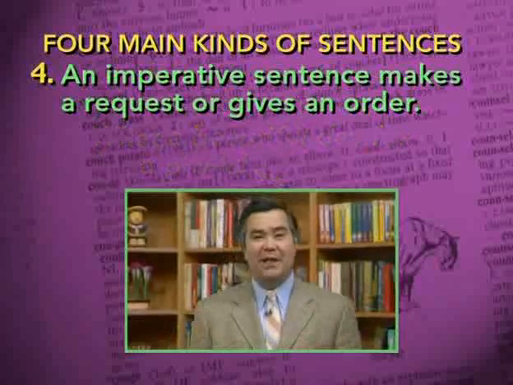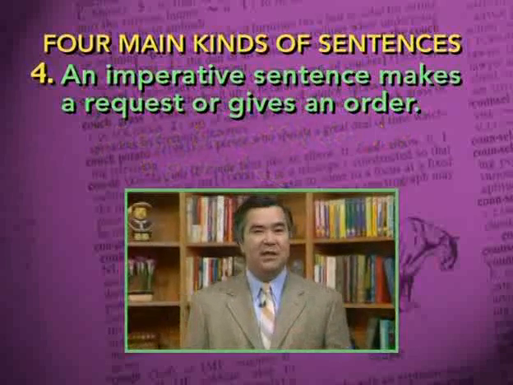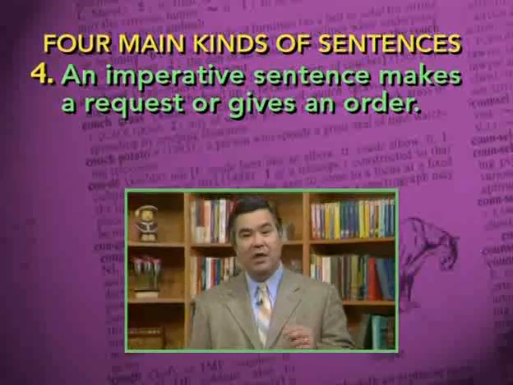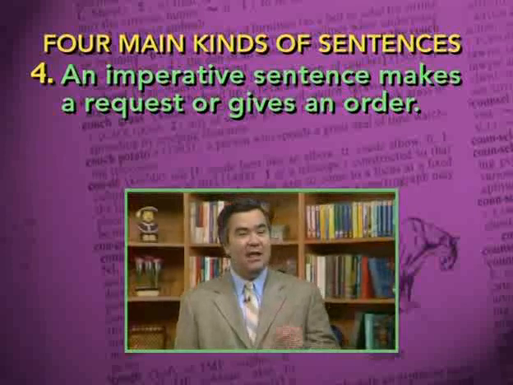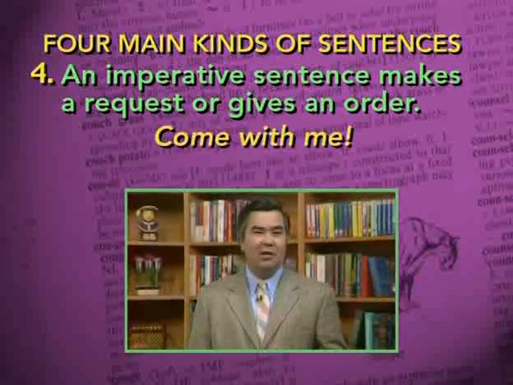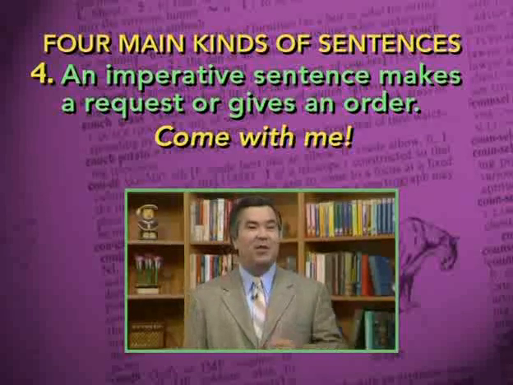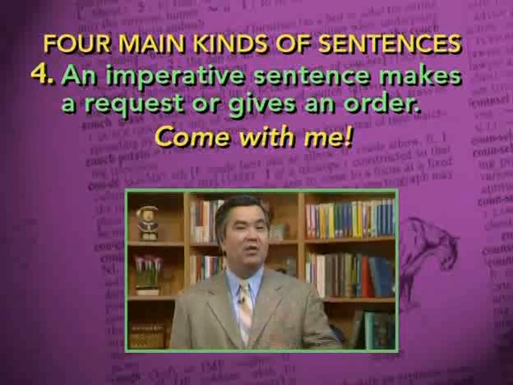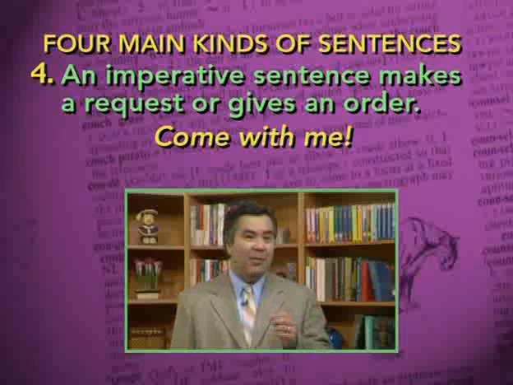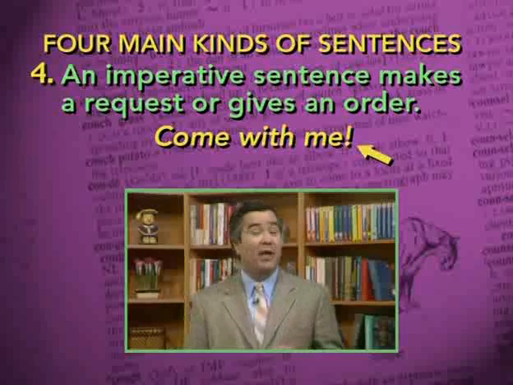The fourth type of sentence is an imperative sentence. An imperative sentence makes a request or gives an order. The person who hears an imperative sentence is being required to do something. Look at this example. Come with me! This is an imperative sentence because I'm inviting the person who hears the sentence to do something, namely, to come with me. An imperative sentence may end with a period or with an exclamation point.